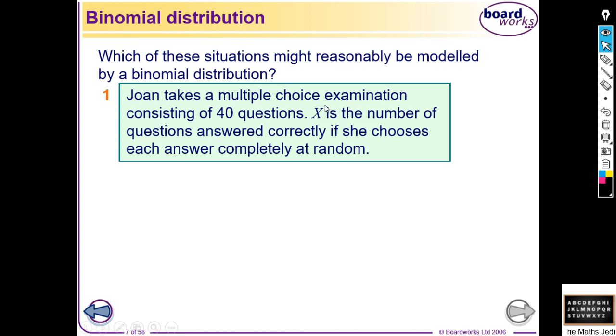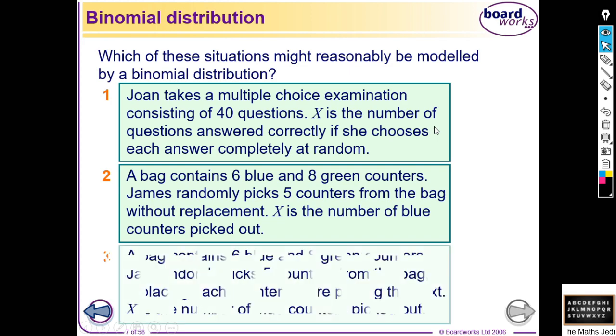Finally, are the chances of her getting it right a fixed probability? You'd argue if it's a multiple choice examination and all the multiple choice examination questions have 5 options, for example, and that stays as 5 options, then the probability should stay constant. So I would argue that this should be a binomial distribution.